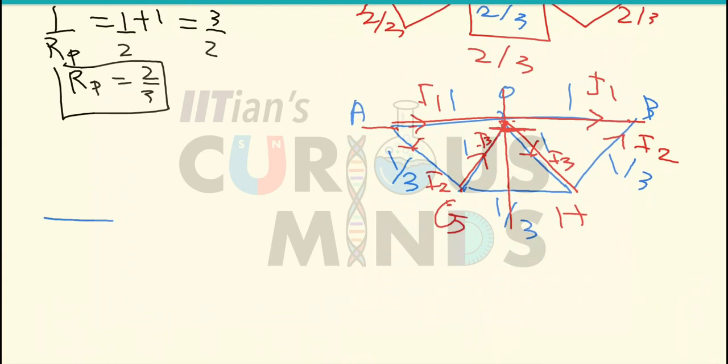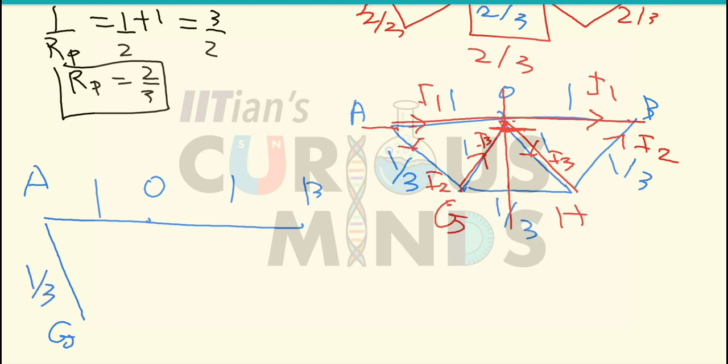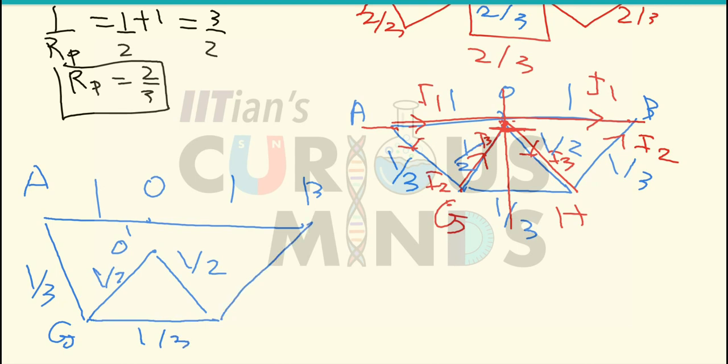So if I redraw, the circuit will look somewhat like this. This is A, this is point O, this is B, this is 1 ohm resistance. There is another point, let this point be G, this is equal to 1 by 3. There is another point, let me call this point O dash. This resistance over here will be equal to 1, this resistance will be 1 folded on 1, which will be equal to half. This resistance over here is equal to half. There is another resistance of 1 by 3, and another resistance of 1 by 3.